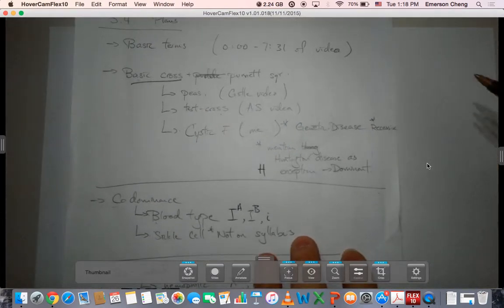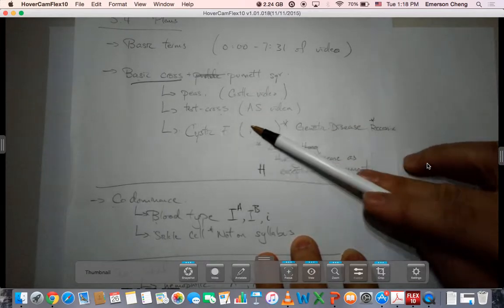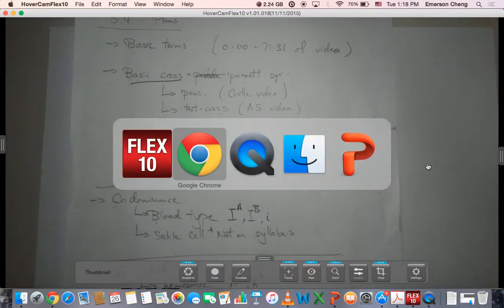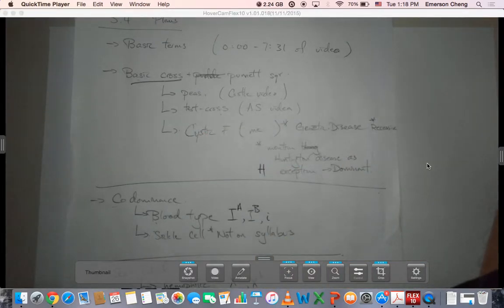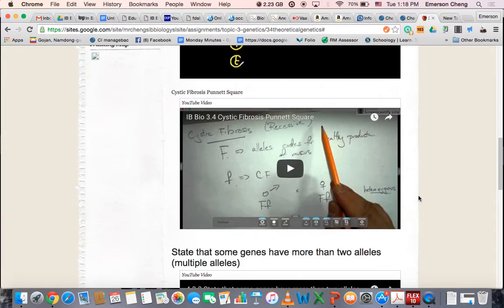Also, we have talked about cystic fibrosis. I'm going to talk about it. It's a genetic disease. Now, we have done this Punnett square example last Thursday. Here's a video of that, of going over this recessive trait and Punnett square with cystic fibrosis.